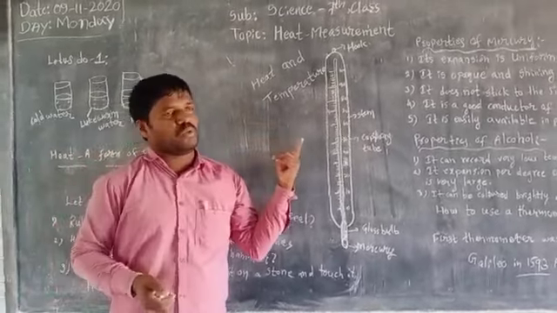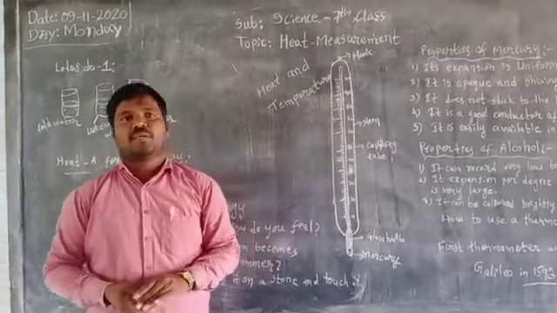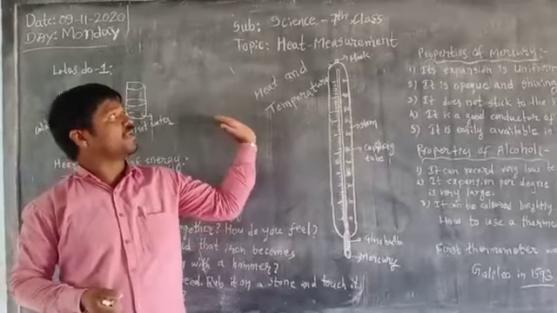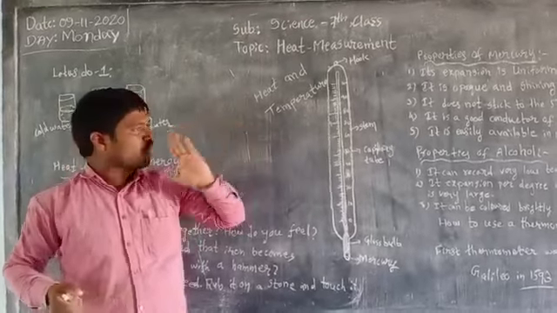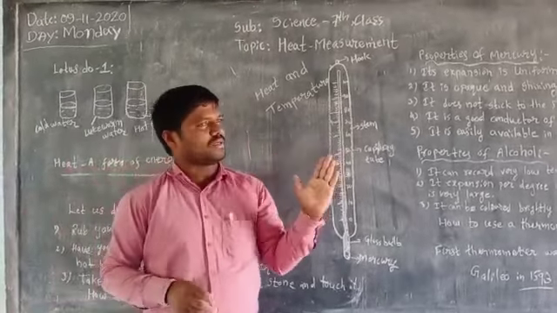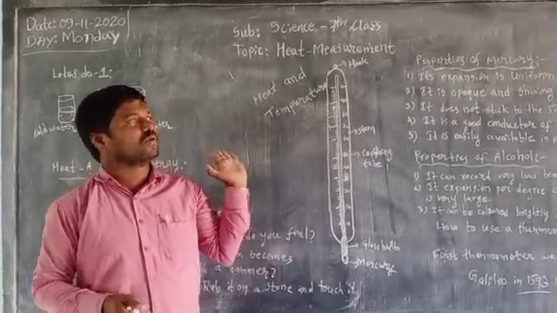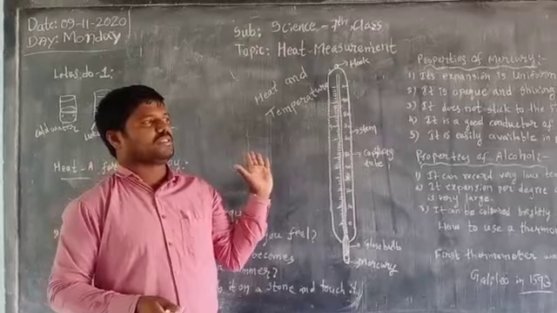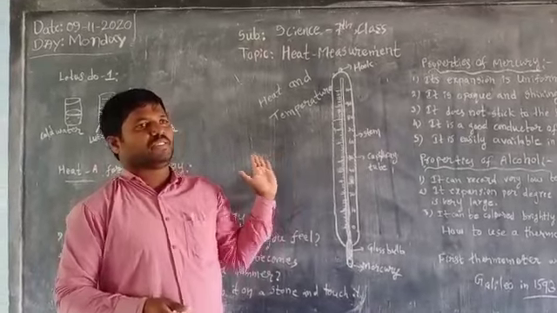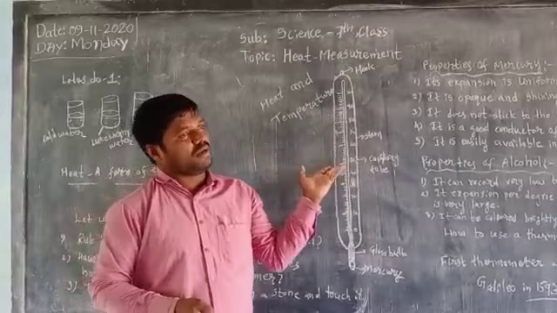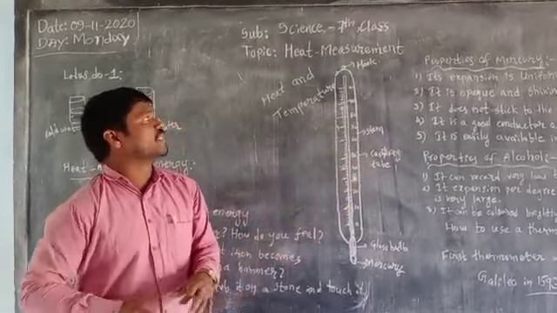Already you learned this in 6th class. Okay, what is heat? Heat passes from the hot vessel to the cool vessel. Any object you can take. Suppose the water is very hot, it will change into cooler. After that only it will become neutral.